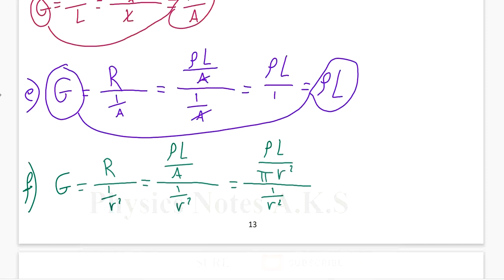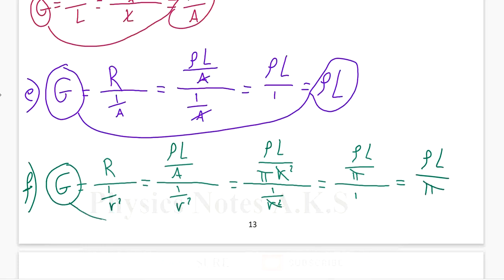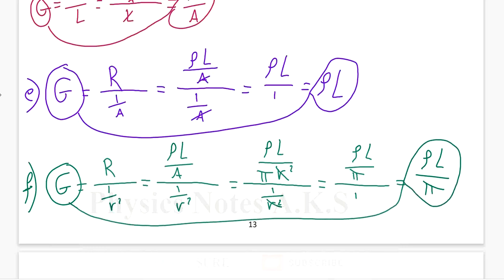Since we all know that the cross-sectional area of the wire is a circle, I can cancel the r squared with the r squared. What do I still have? I still have rho L times pi over 1, which is rho L pi. So the gradient here in part F is resistivity multiplied by length multiplied by pi.